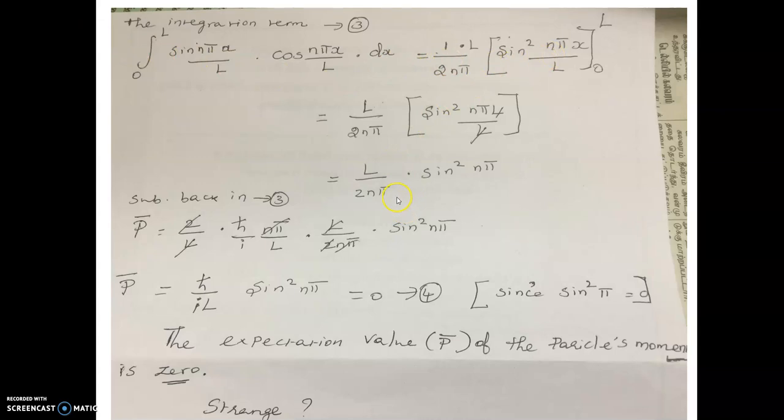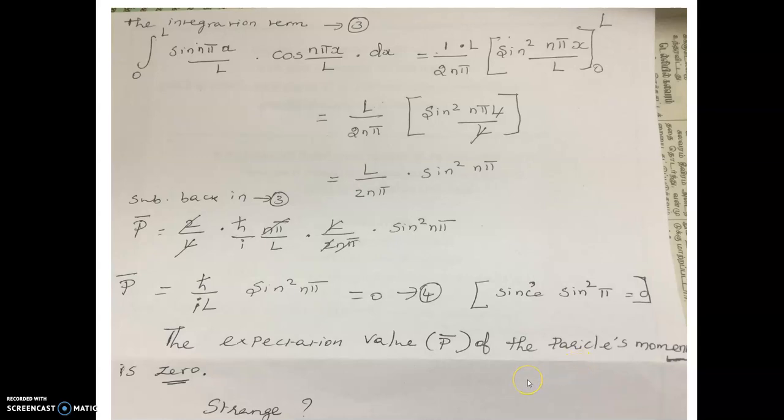So take the integration term and substitute the given formula. We are getting the final equation as L by 2n pi into sine squared n pi. Take the integration term and put it back into the equation, and we will be getting the average value of P. When we simplify it we will be getting h cross by iL sine squared n pi. We know anything into pi, sine of pi is equal to 0. Therefore sine squared n pi also will be equal to 0. Therefore this term will be equal to 0. Therefore, the expectation value of the particle's momentum is equal to 0.